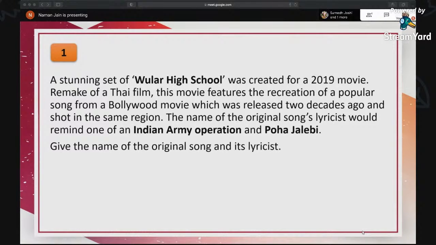So Bular High School, which will give you the region, a popular song from two decades ago, that is 20 years, roughly 20 years, and Indian Army Operation and Poha Jalebi, a famous lyricist whom we lost. So two parts. Give me the song and the lyricist.